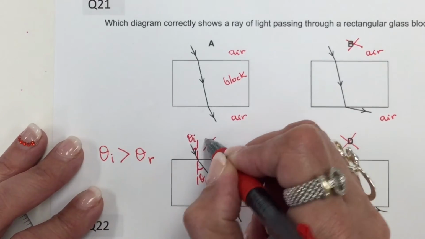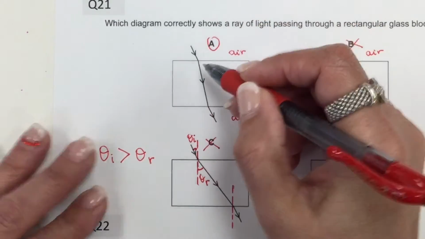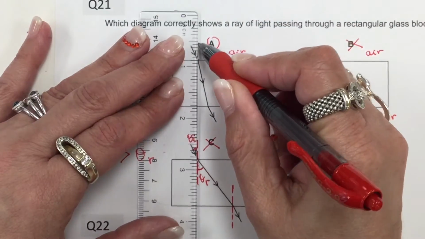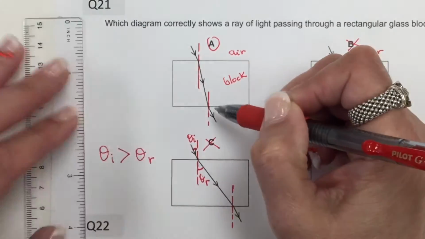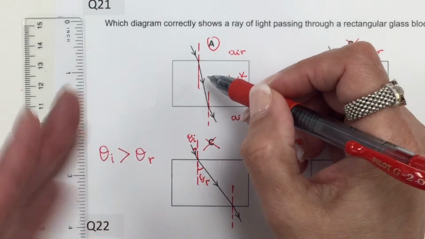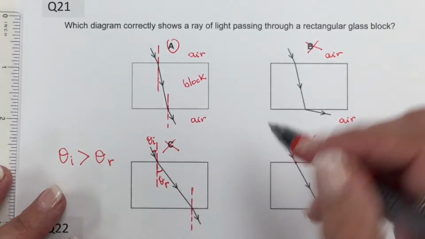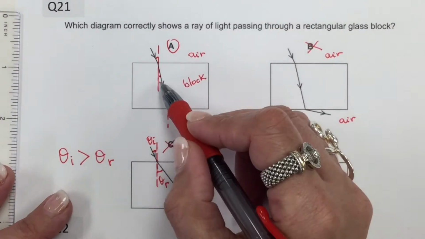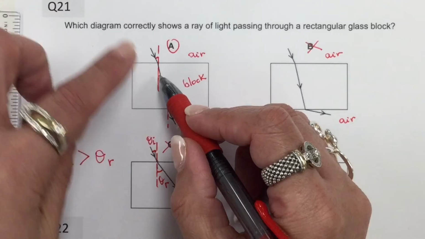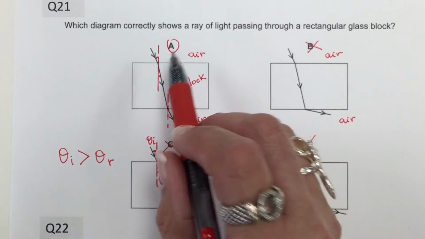So C is eliminated. So the correct answer is A, because right here, if you draw a normal line, it's very tiny, hard to see this, but for all these options, this is the best one, because the angle of refraction is slightly less than the incident angle. So the correct answer is A.